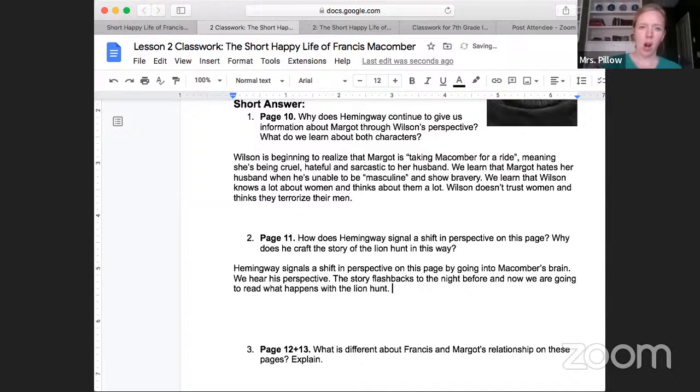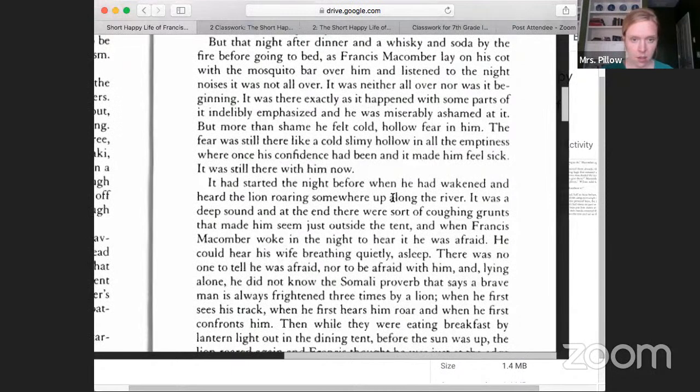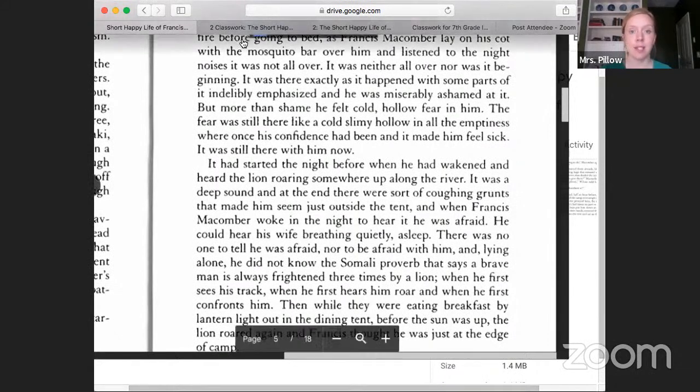Okay, this is a hard question. Why do you think we now hear about the lion hunt and Francis through Francis's eyes? The first part of the story was kind of through Wilson, and he's sizing up Francis, he's sizing up Mrs. Macomber and their relationship. Why hear the lion hunt now through Francis's eyes? What do you think Hemingway's trying to emphasize on this page about Francis? You kind of said it before. That he's such a coward. Yeah, he's really trying to emphasize the fear.